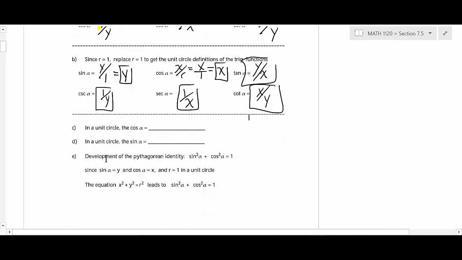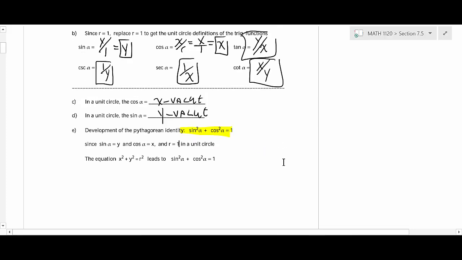Okay, a couple other observations that you want to write down. In a unit circle, a cosine is the x value. You'll see what I mean shortly. The sine is the y value. Okay, then remember we've learned this identity. That's the Pythagorean identity. So actually it's real easy to show why this is the case now.